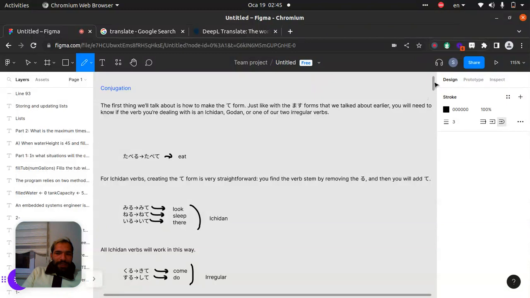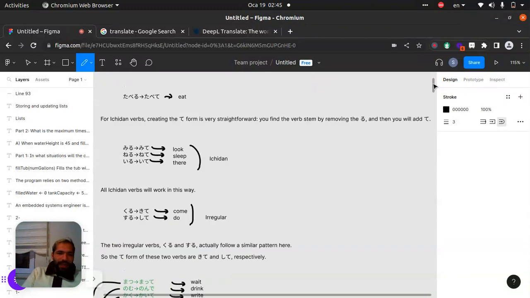So this topic is a little complex, but we will solve it in some way. Just help me, okay? In here we have taberu. In this case, we know it is ru, and here it is tabete. I think it is there, right? So for each of the ichidan verbs, creating the te form is very straightforward. You find the verb stem by removing the ru, and then you add the te. So tabete. I think it is like that.